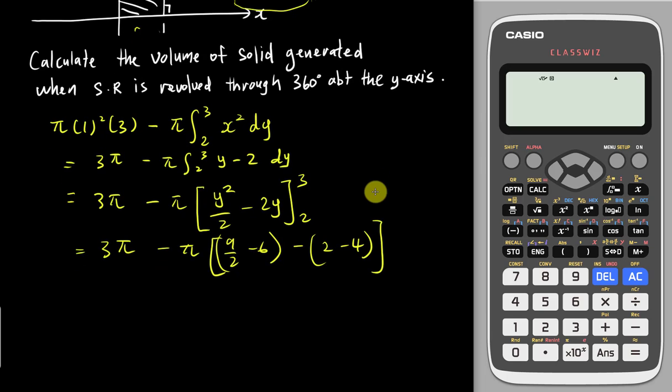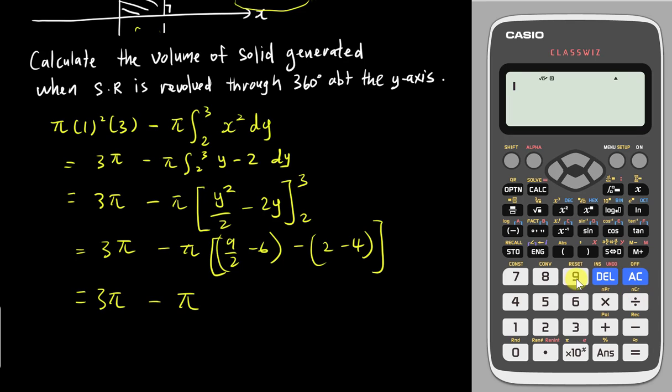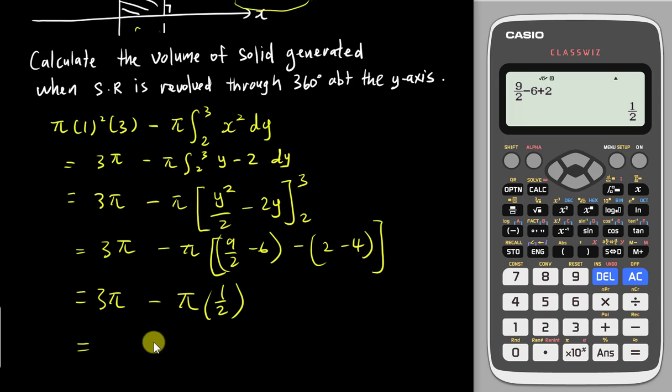Alright, then you will have 3 pi minus pi. So here you can just use the calculator to do it for you. So you have 9 over 2 minus 6, and then this one is minus negative 2, which is plus 2. Okay, so yeah, it's half. Right, then 3 pi minus half pi, you basically have 2.5 pi. You can say it's 5 over 2 pi.